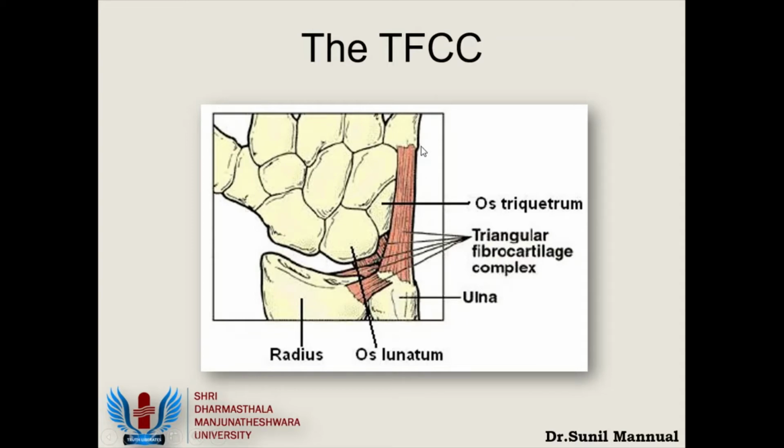The articular disc was of course named, and a few other ligaments were named. But this terminology, triangular fibrocartilage complex, refers to a triangular area of fibrous tissue, ligaments and cartilage and the articular disc. This whole triangular area gives the medial support to the wrist. So that's the medial stabilizing structure. What is the surgical importance of this TFCC?